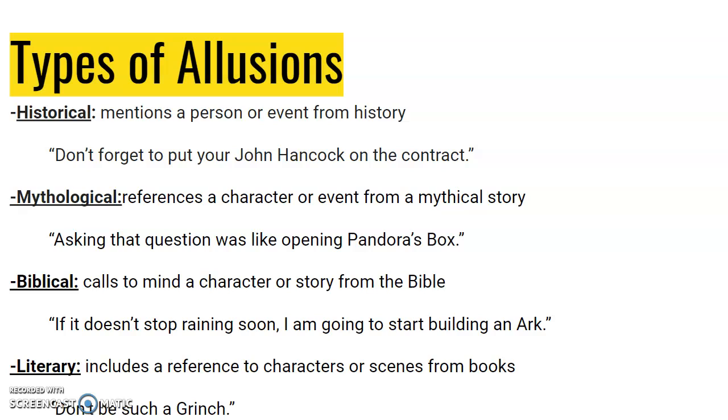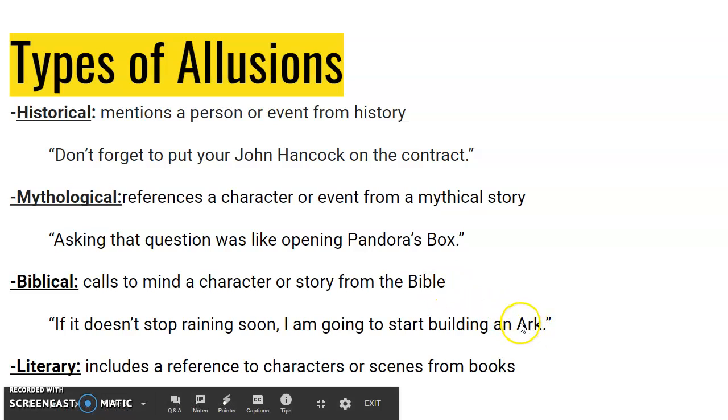The author's trying to tell you that if this person asked that question, something negative happened after they'd asked it. The third type would be an allusion to something biblical. So it's specifically calling to mind something from the Bible, a character or a story. So in this example, if it doesn't stop raining soon, I'm going to have to start building an ark. That's referring to the story of Noah's Ark. These were used a lot, especially in early literature, because people were so familiar with Bible stories.